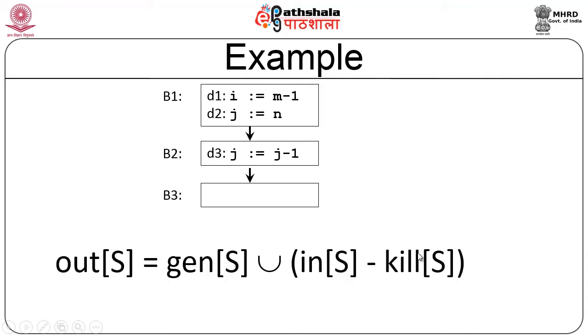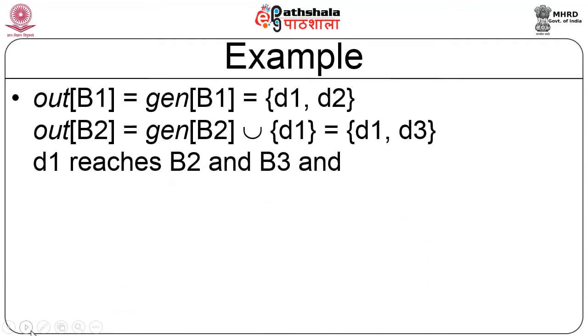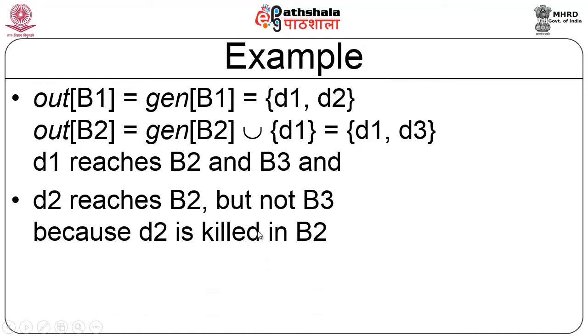So, there is no in and there is no kill. Nothing gets entered here, and therefore, nothing is getting killed here. So, out of B1 is D1 comma D2, and out of B2 is gen of B2 union D1, which is equal to D1 comma D3. D1 reaches B2 and that is going to be the situation here. And D2 reaches B2 but not B3, because D2 is killed in B2, since the second block redefines J. So, it is getting killed at B2.